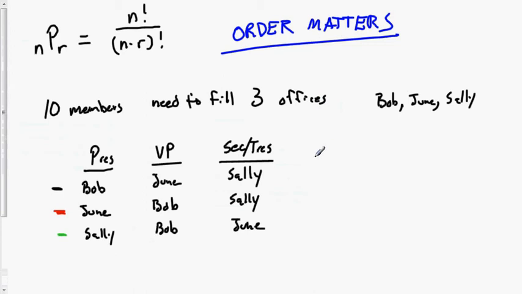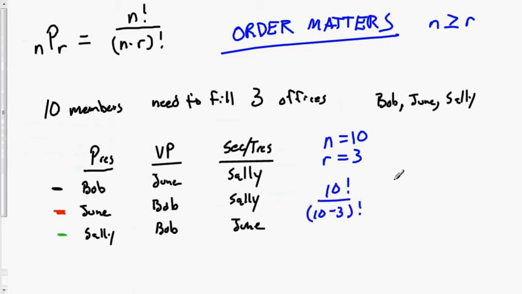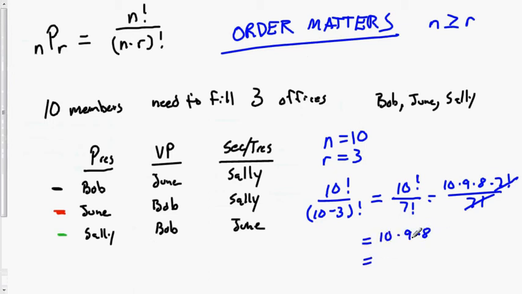So we've got 10 members. We're choosing 3. So remember, in this, n always has to be greater than or equal to r. So n equals 10, r equals 3. So 10 factorial over 10 minus 3 factorial. That gives us 10 factorial over 7 factorial, which is 10 times 9 times 8 times 7 factorial over 7 factorial. The 7 factorials cancel out. I just get 10 times 9 times 8. 9 times 8 is 72, times 10 is 720. So there are 720 different ways to choose three members to fill those three offices from 10 members. Okay?